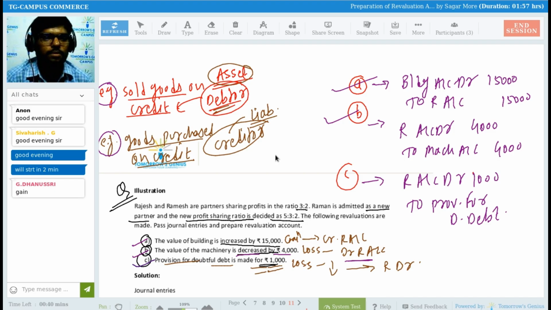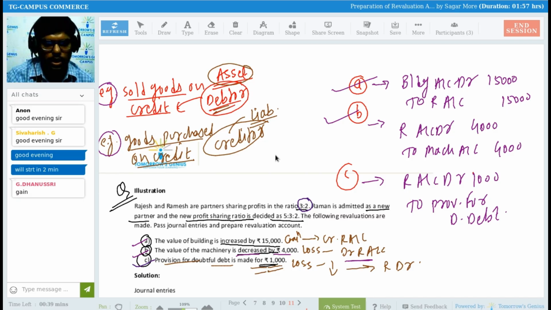Sir, then why did they give a profit sharing ratio? They gave you profit sharing ratio because at the end we have to prepare revaluation account. After closing your revaluation account, you will be getting profit or loss, and that profit and loss we have to distribute among the partners. Always among old partners, because this revaluation that we are doing is for old partners, not for new partners. So we distribute that among old partners in the old profit sharing ratio.